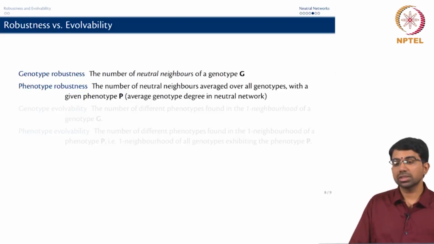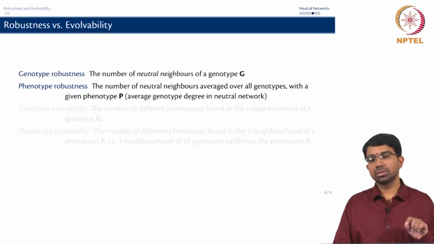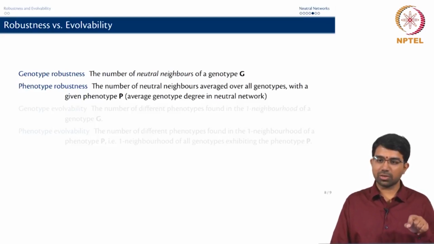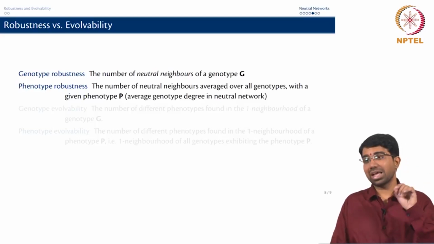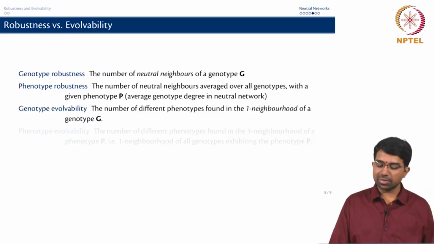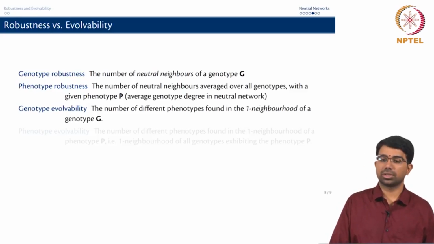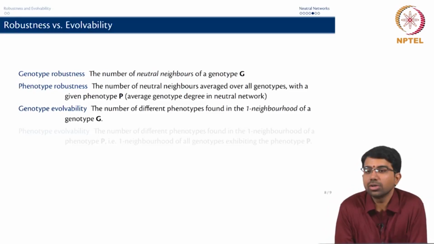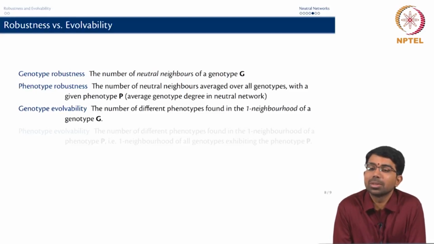Does it make sense? What is a genotype again? It's a node. Very good. What is a phenotype? It's potentially the entire neutral network. So if you now want to compute robustness of the phenotype, you essentially look at the entire neutral network. So what is the average degree across that neutral network? What is genotype evolvability? It's obviously the number of different phenotypes found in the immediate neighborhood of a genotype, or essentially the number of non-neutral neighbors. You are right. So genotype robustness and genotype evolvability are negatively correlated.